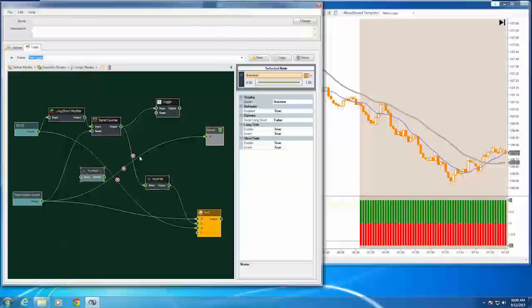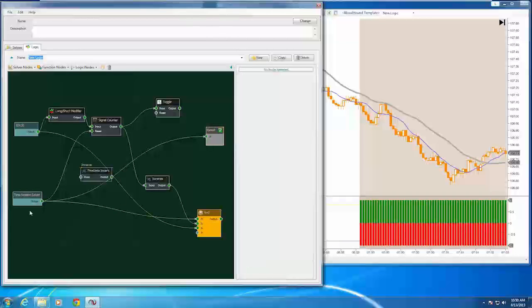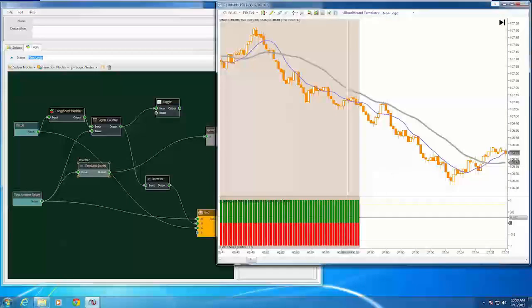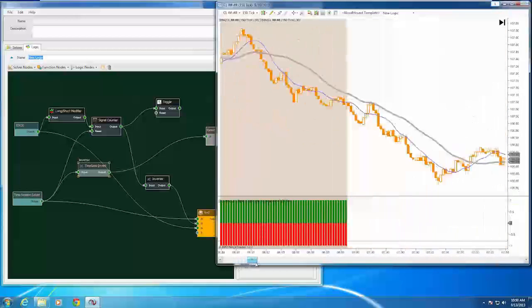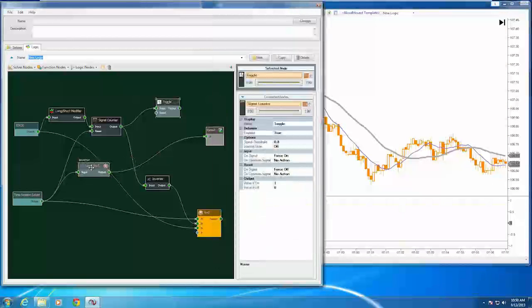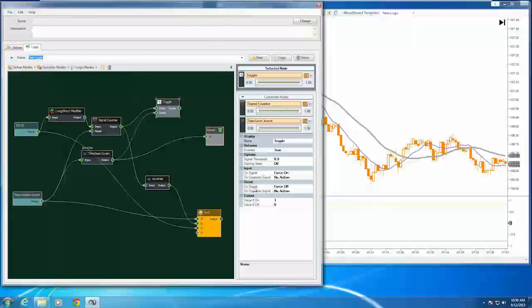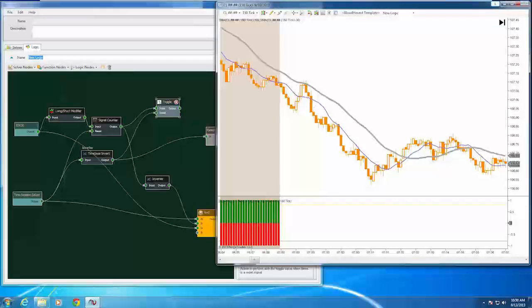So I'm going to create a new inverter. Just so we don't confuse it with the other one, I'm going to call this one the time session inverter. I'm going to plug this one in, give me the opposite of that, and you can see that's exactly what it has done. Essentially, when this is in the off hours, I want to force this toggle off. So I want to plug it into the reset, and on this reset signal, force it off like so.